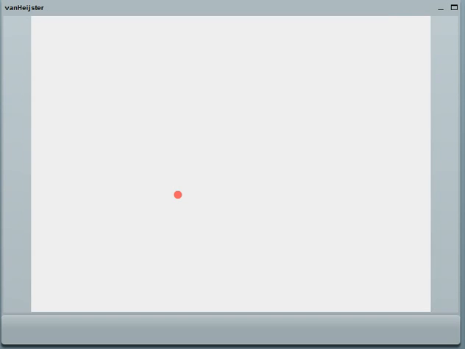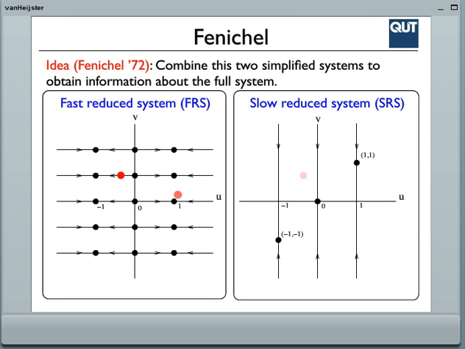So we have two simplified systems containing information to obtain information about the full system.